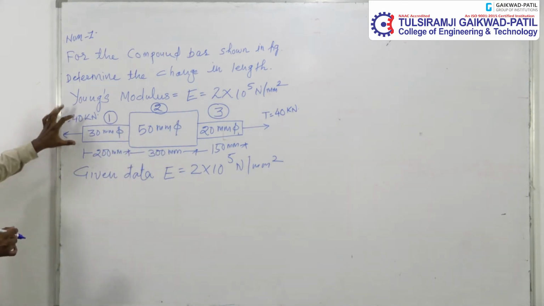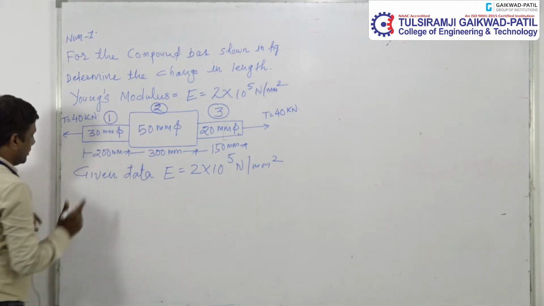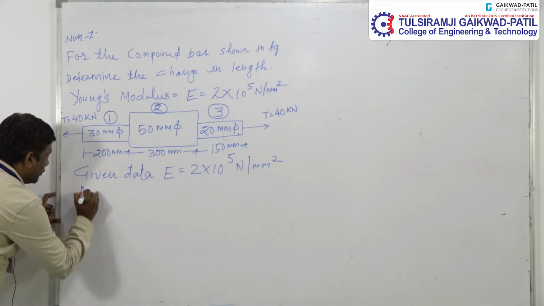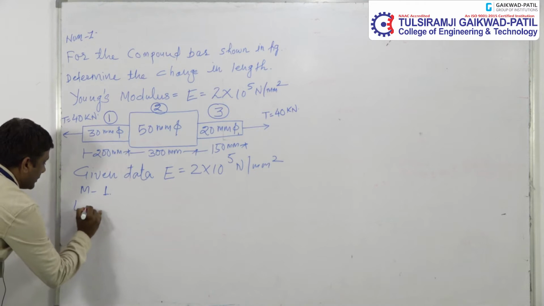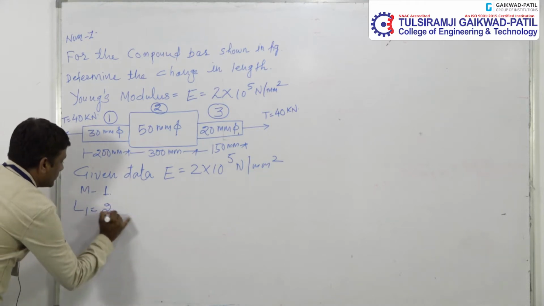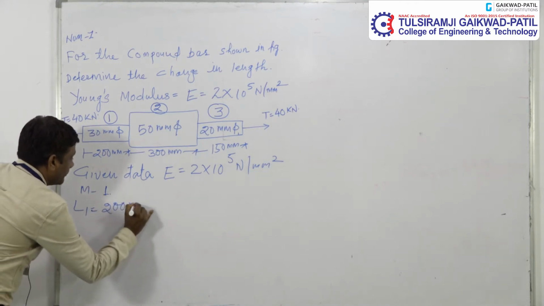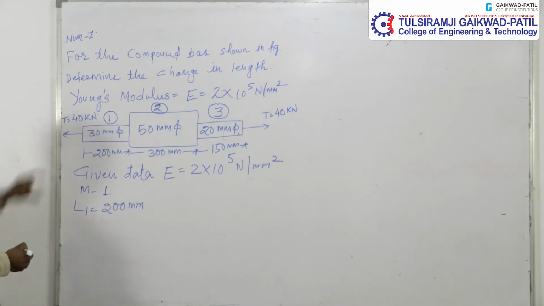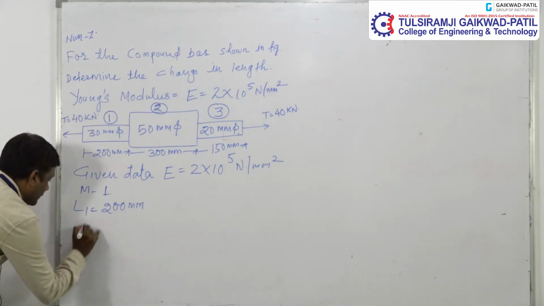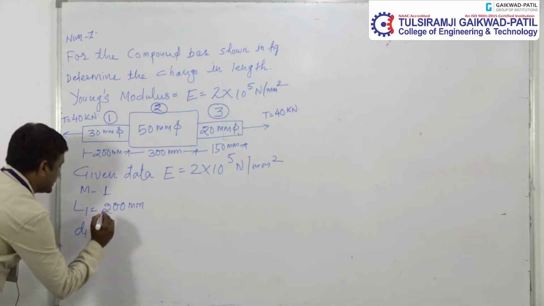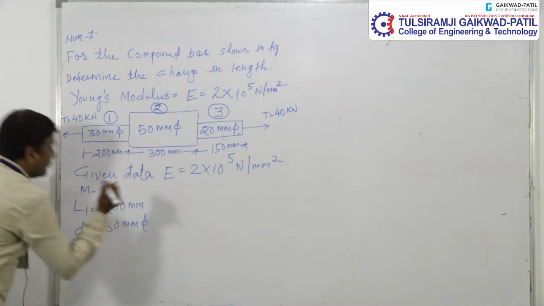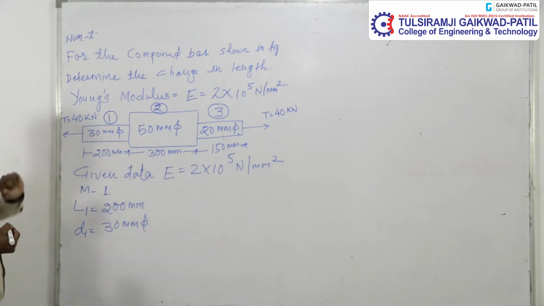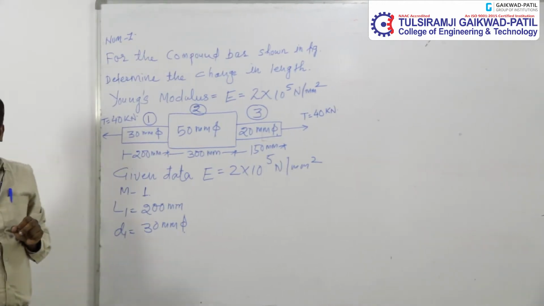Now, let us see material number 1. For material number 1, we can say that length L1 is given as 200 mm and diameter D1 is given as 30 mm phi, where phi is the notation which we normally use for the diameter.